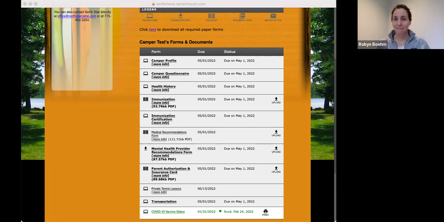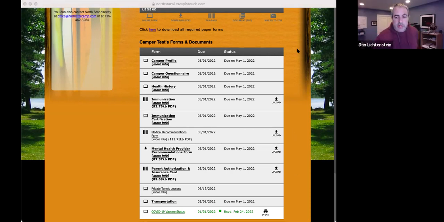Great. We're now turning it over to Dan, who's going to walk us through some of the forms on the logistics side. Okay, a couple of other forms that I'm going to go over here.